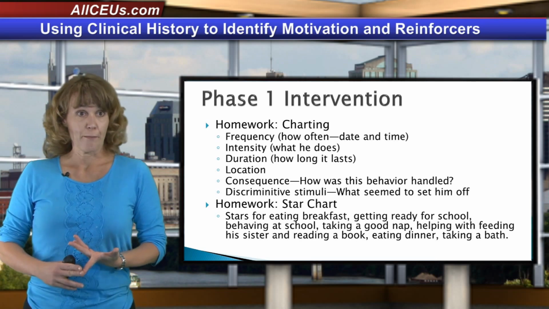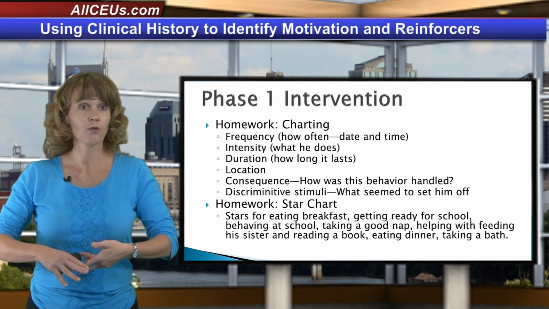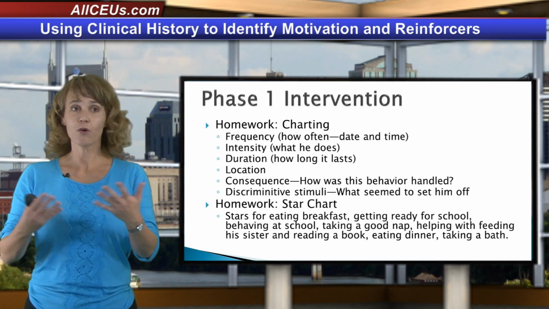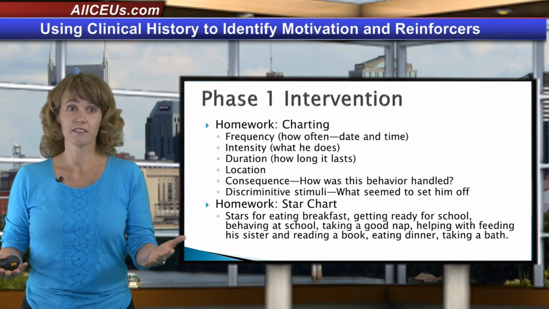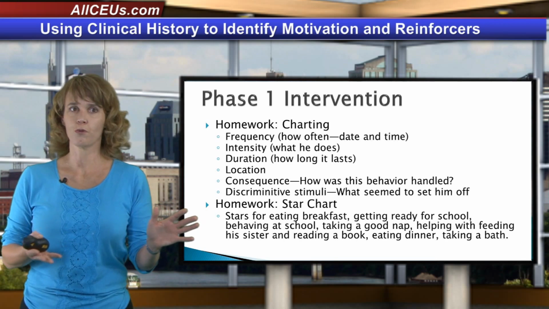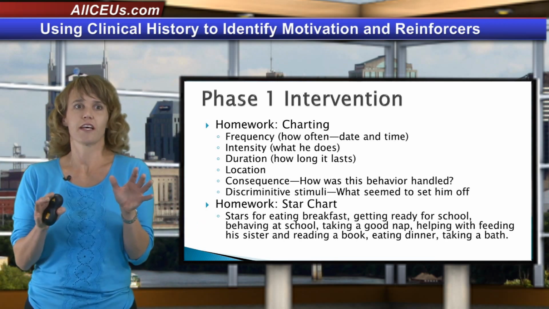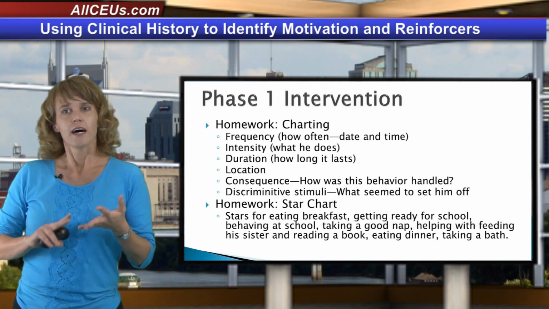I want to know where it happened. Is this just at home? That gives me some clues. Is this anywhere if it's after 3 o'clock? A lot of kids have that post-school meltdown. They've been good all day, and they can't take any more, and they're just like, 4 o'clock.